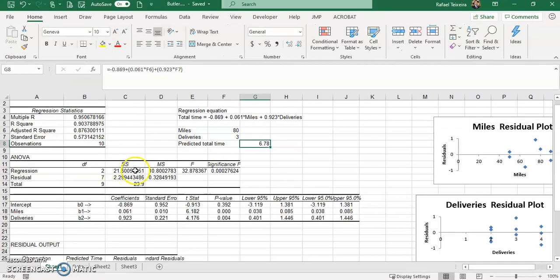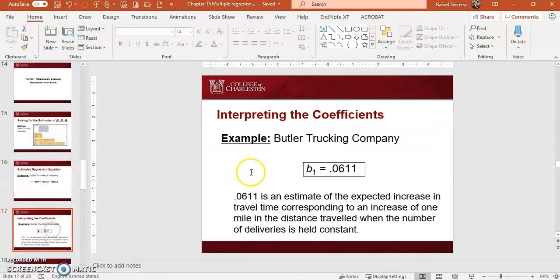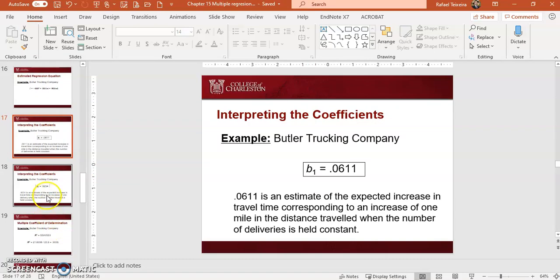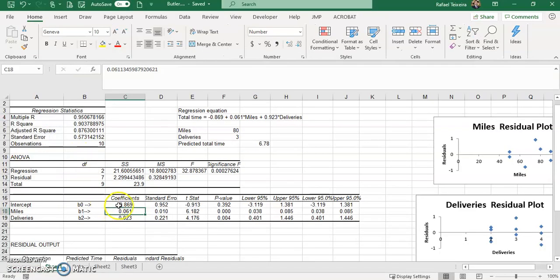Now let's interpret these coefficients. What's the interpretation for these coefficients? Let's take a look at interpreting coefficients, B1. Let me see if I have all of them. I think I do. No, let's take a look at this first one. I don't have it on slides, but let me interpret this one. What does the coefficient mean? Let me put it here.